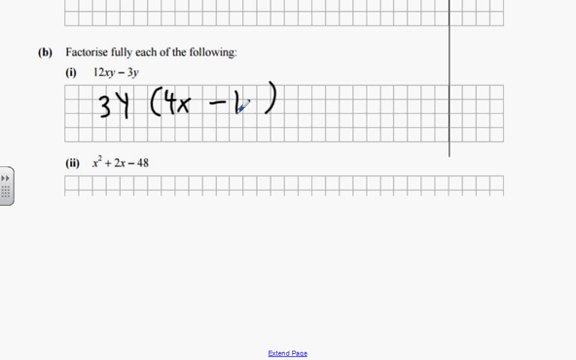Next one, I spent ages with you doing them. Ages. Charlie, any idea how to do this one?